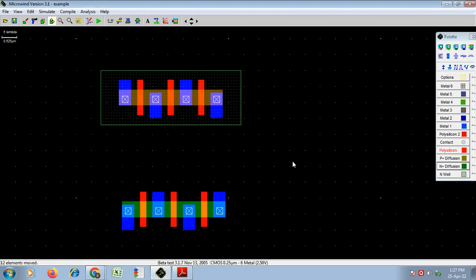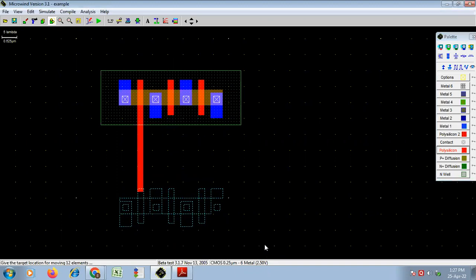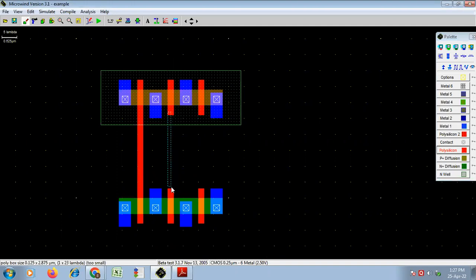First we will connect this A, B, C part, polysilicon. This is A, B and C. It is somewhat misaligned, let me align first. Now it is okay. First we will connect this A, B, C part here like this.